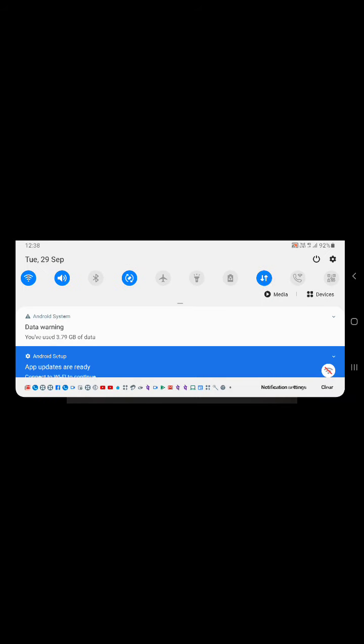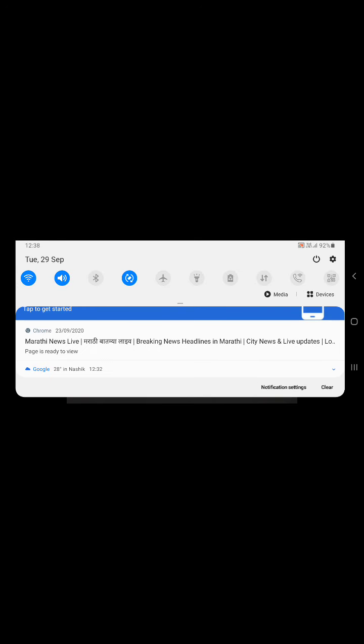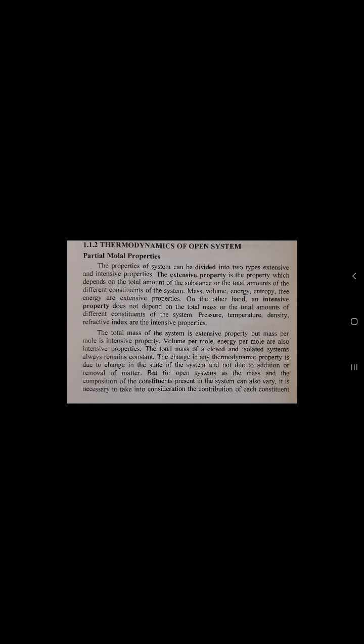So here the properties of system can be divided into two types. What are the two types? So basically we have two types of property in thermodynamics. One is called as an extensive property, another is a intensive property. So here in extensive property, those property which depends upon the amount of substance, those physical property or those thermodynamics property which depends on amount of substance, that properties are related to extensive property. While those property which are not depends on amount of substance, that is called as a intensive property.